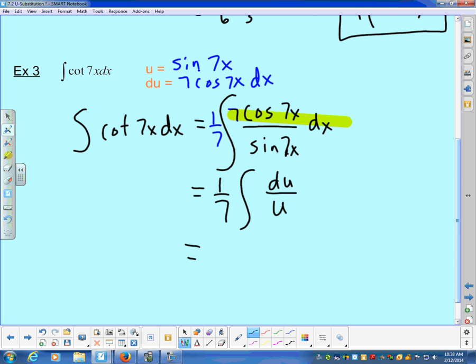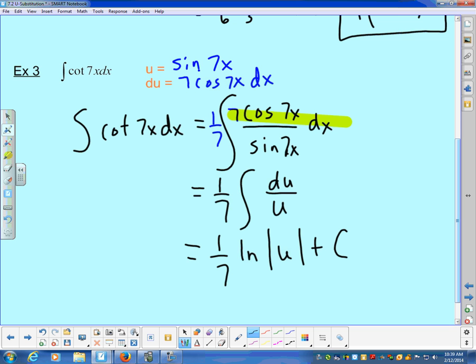And what's the integral of du over u according to your integral table? Table of integrals. Oh boy. All this derivative and integral stuff. It's ln of u plus c. You see how that works? So we've matched it up.